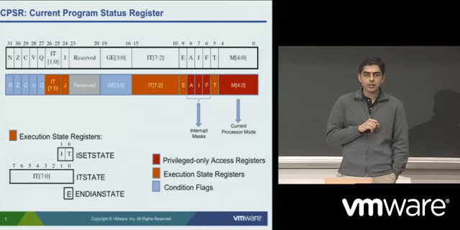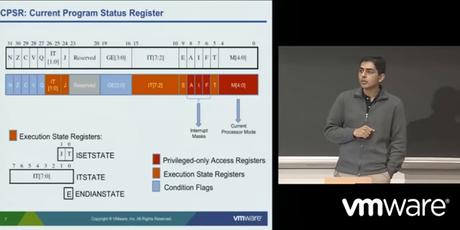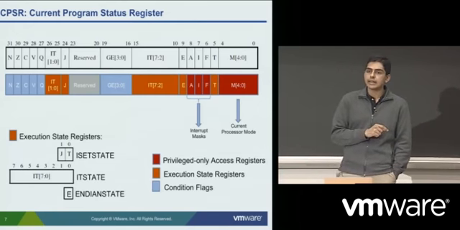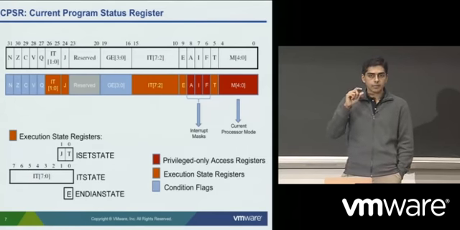And the important thing to note here is that the ARM architecture is not strictly virtualizable, primarily because one of the primary reasons being the CPSR register. Remember that I told you one of the requirements for strict virtualizability is that all privileged state access instructions must either trap, or execute identically in both privileged and unprivileged modes.